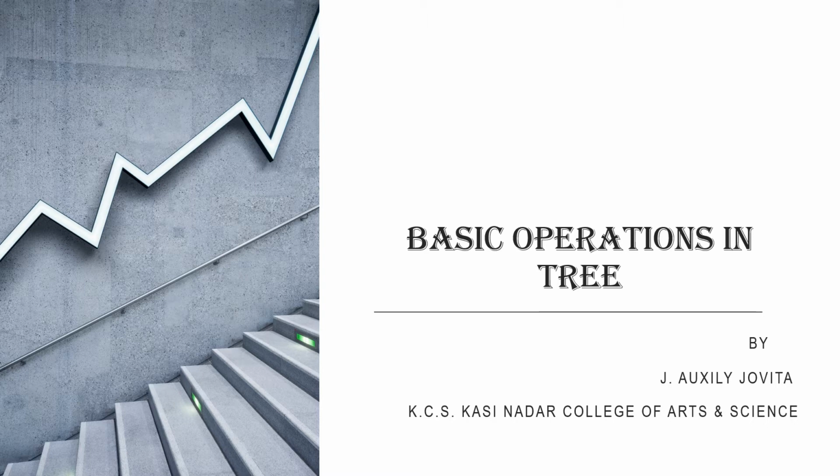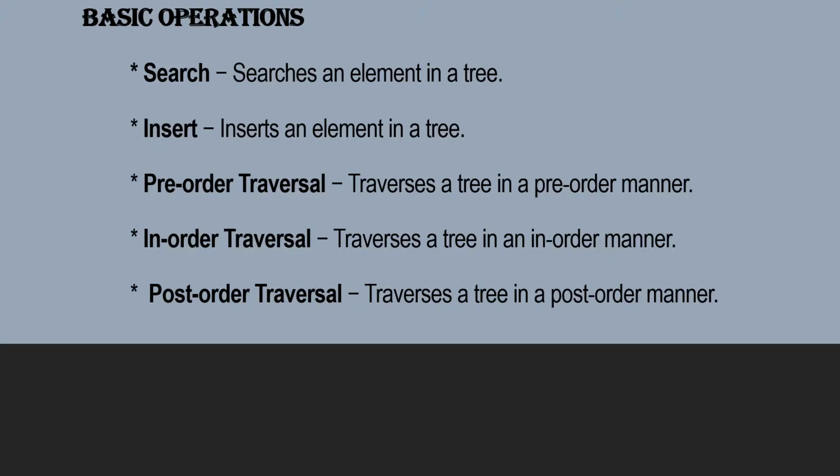In this video, we are going to discuss some basic operations in trees. Some of the basic operations in trees are searching, insertion, and traversal. Searching searches for an element in a tree. Insertion inserts an element in a tree. And traversal is again classified into three types: pre-order traversal, in-order traversal, and post-order traversal. So let us see one after one.